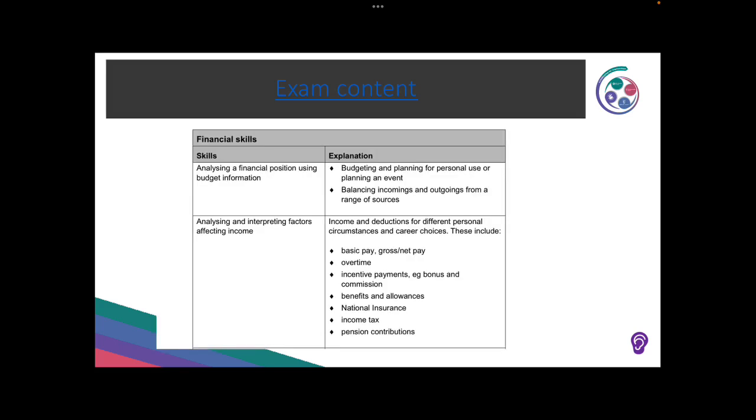The financial skills, again, not huge changes here. So we've still got analysing a financial position using budget information, analysing and interpreting factors affecting income. So all of your stuff on salaries and national insurance, deductions, everything there is still the same.